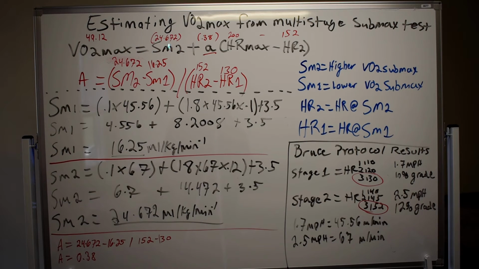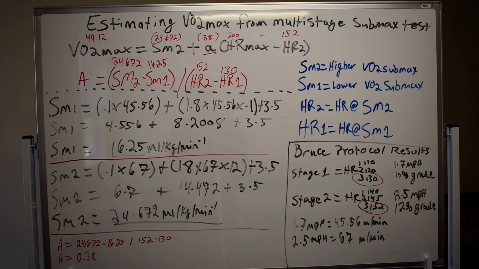We can plug in our sub-maximal 2, which is 24.672, our slope, which is 0.38, and then we just have to quickly find heart rate max, age-predicted heart rate max. I used an example of a 22-year-old individual. So it would be 220 minus their age, which comes out to be 200. Then we subtract the heart rate 2, which in this case is 152. So do this first. Get that number first.